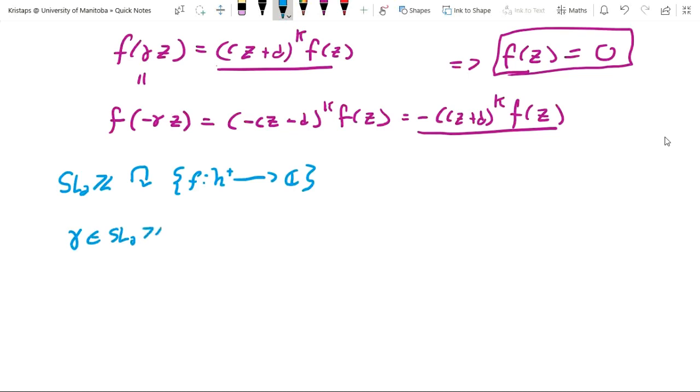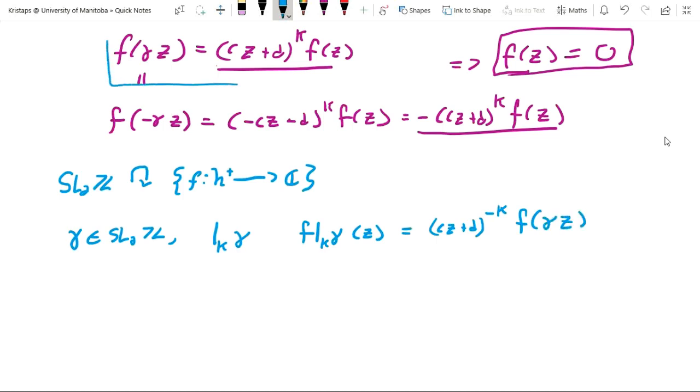Given some matrix of SL2Z, we define the weight k operator with the matrix gamma to be (cz + d) to the negative k multiplied by f(gamma z). So if we look at the transformation property that our weakly modular functions are supposed to satisfy, the weakly modular functions are precisely those which are invariant under this action. So we just get the exact same function back.